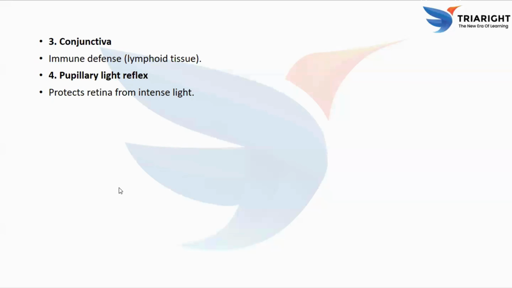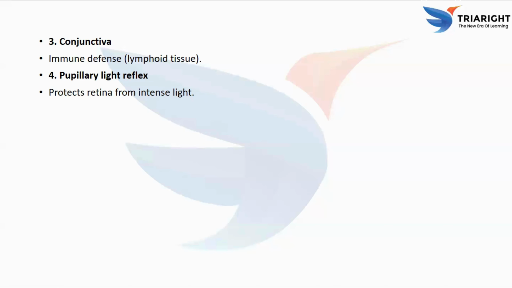And the last one is the pupillary light reflex. So what is it? A reflex action in which the pupil constricts whenever exposed to bright light. So this is the pupillary light reflex. So what is the purpose of this? To protect the retina from damage by reducing the amount of light entering the eye.